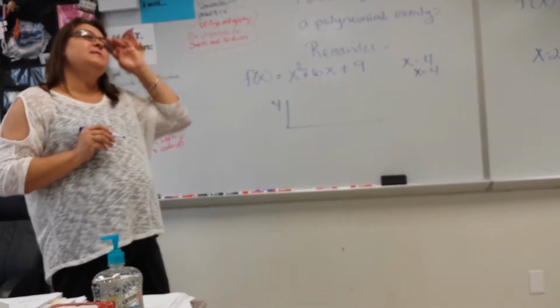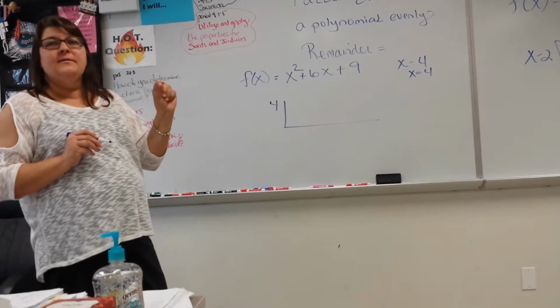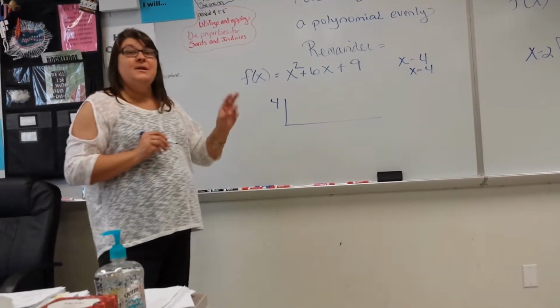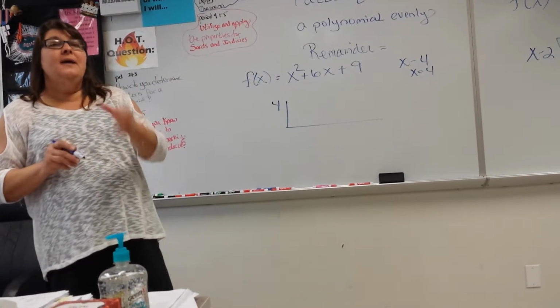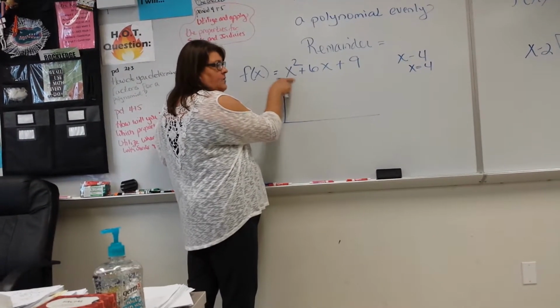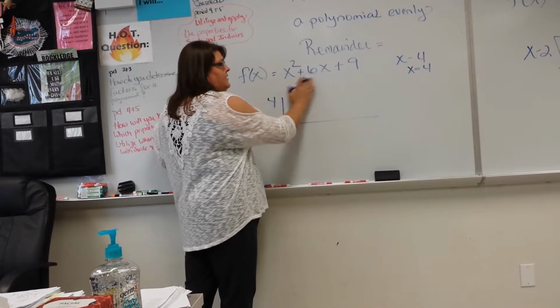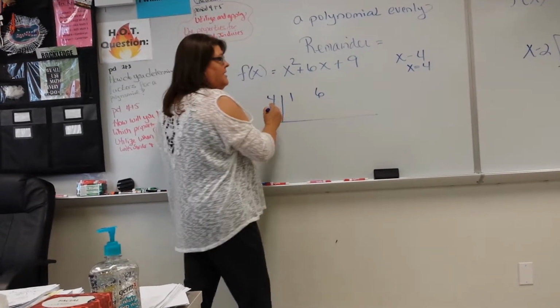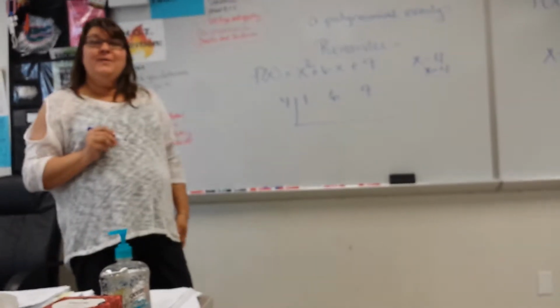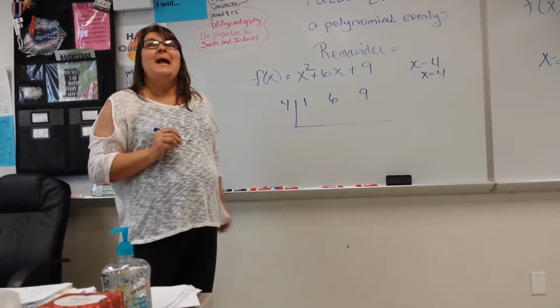And then what I'm going to do is take every coefficient that falls in the quadratic, and I'm going to put them down. If there's something missing, what would I put? A 0 in its place. So I have in this case, what's the thing in front of x squared? A 1. What's the thing in front of x? A 6. What's the thing in front of nothing? 9. Are we good so far?